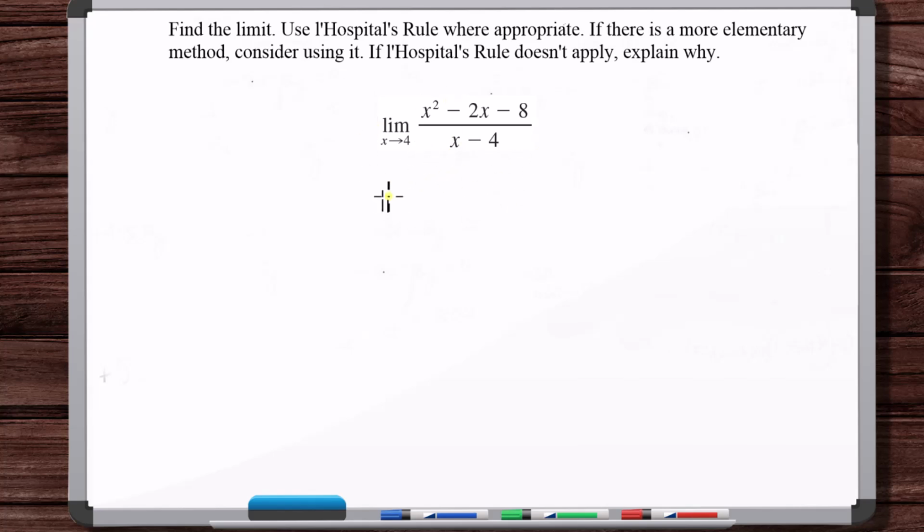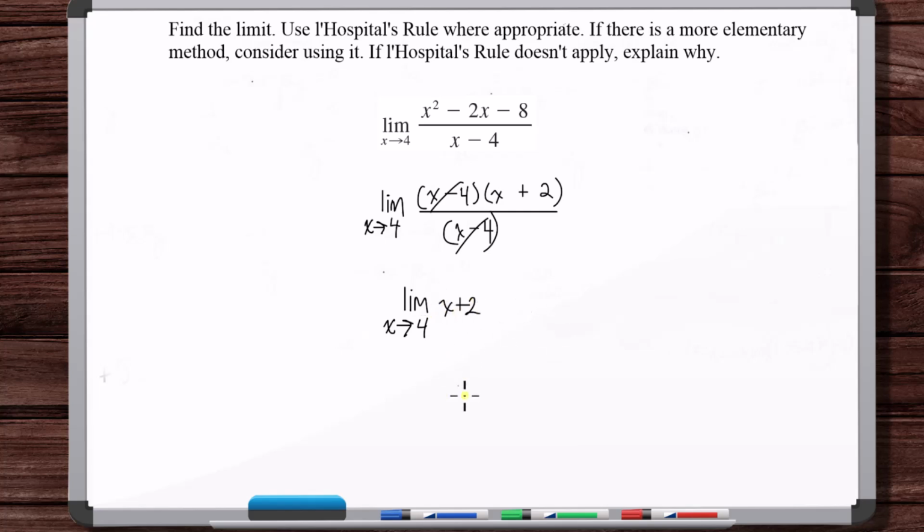Even before using L'Hopital's rule, we can consider, let's potentially factor this. So we factor the numerator, x, and then 4, 2, minus 4 plus 2. So we get the limit as x approaches 4 of x plus 2. Now we can do a direct plug-in and we get 6. That's the limit. So we didn't even have to use L'Hopital's rule here.